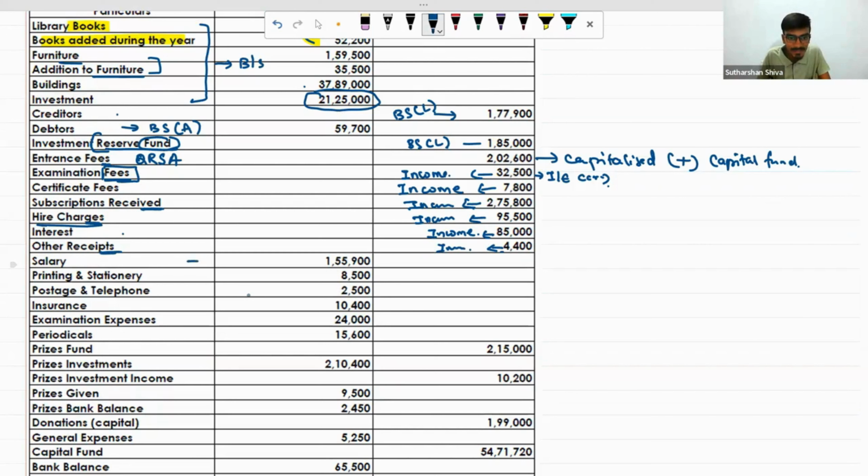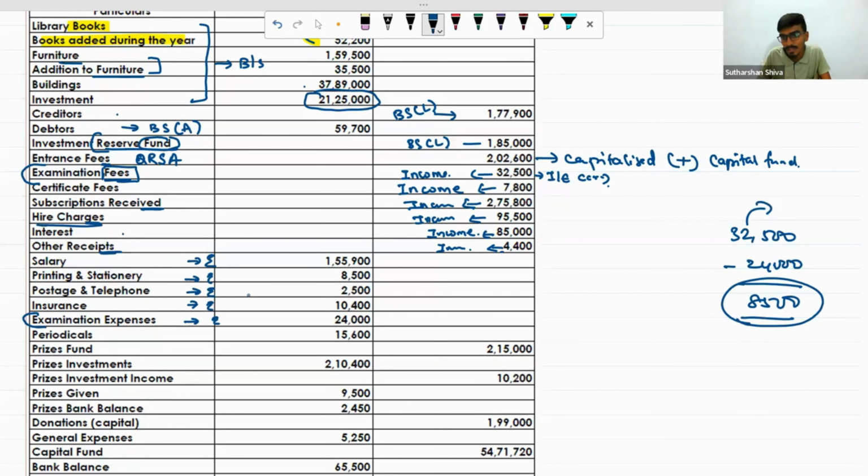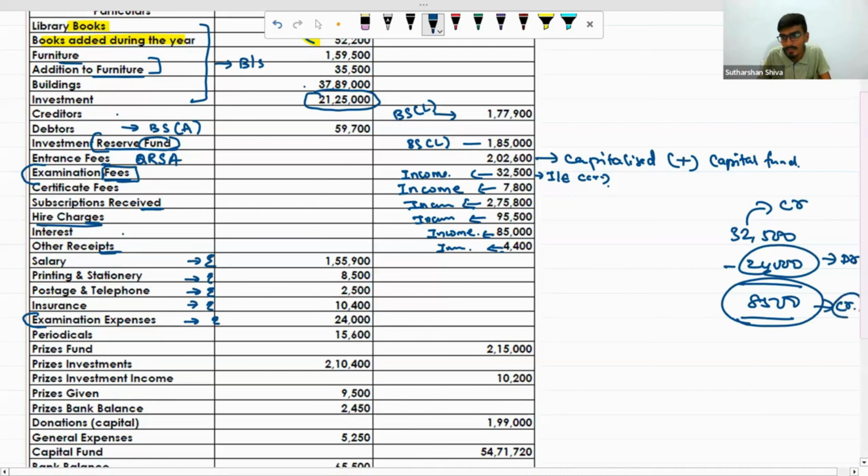Then salary is an expense, printing expenses, postage, insurance are expenses, examination expenses is an expense. There is a two-way approach to understand this. This examination fees is an income. This examination expenses is an expense. As per the matching concept, on the credit side I can do 32,500 minus 24,000 and show my adjusted figure as the answer, that is 8,500. Like this I can present it, or else I will show this on the credit side and this on the debit side. Indirect adjustments will automatically be done on the credit side.